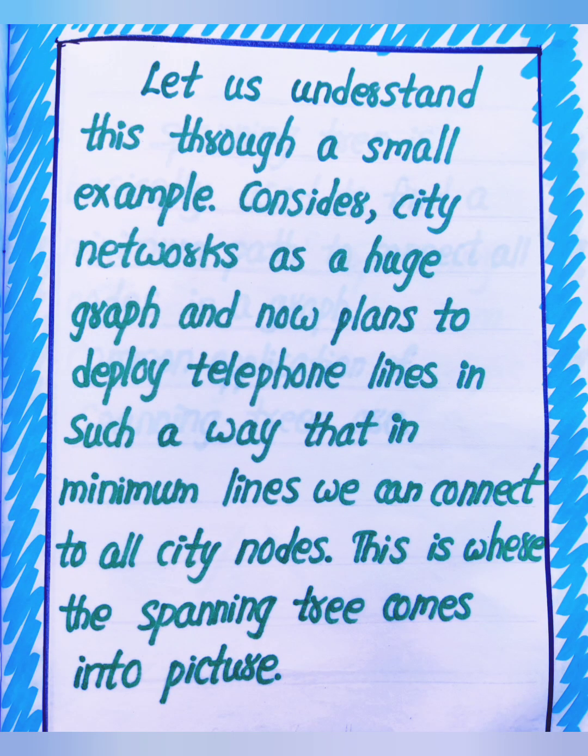Let us understand this through a small example. Consider a city network as a huge graph, and now we plan to deploy telephone lines in such a way that with minimum lines we can connect all city nodes. This is where the spanning tree comes into the picture.